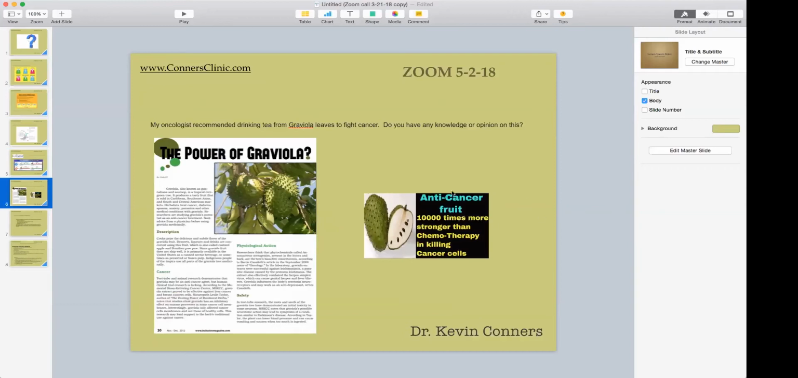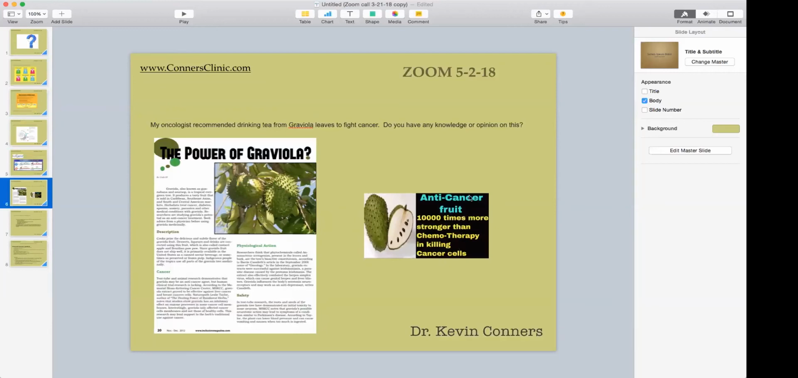Understand, I put this little thing in here because it says anti-cancer fruit, 10,000 times more strong than chemotherapy in killing cancer cells. I put this in here because I was looking for a picture of graviola. I found this, and this is a warning. When you start seeing these on your Facebook feeds, oh, this fruit or this herb kills cancer in 98% of cases, that's a giant red flag for me because those are just lies.